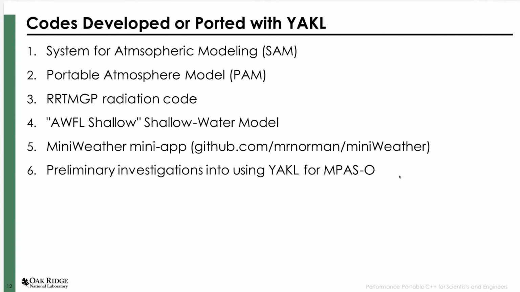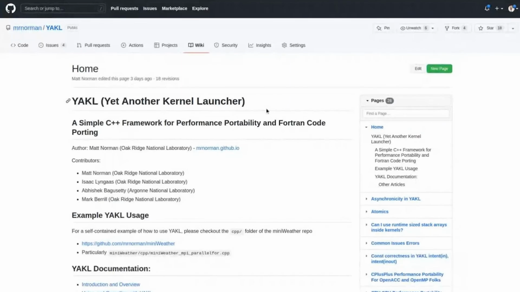So if a single level of parallelism is good for you, and you only need to know about two memory spaces, a host and a device, for instance, it could be that YAKL is a good design target. There are a lot of limitations, and they are all documented on the website. So here is the wiki page for YAKL on GitHub. This has been developed by myself, Isaac Lingos at Oak Ridge, Abhishek at Argonne, who's done a ton of work on the SYCL backend in particular, and Mark Barrell at Oak Ridge as well.